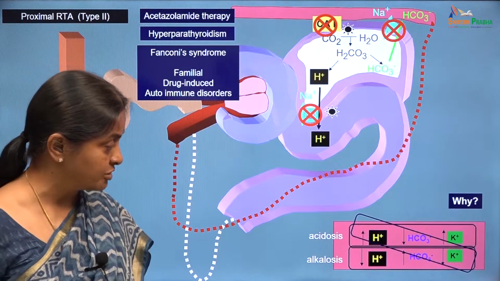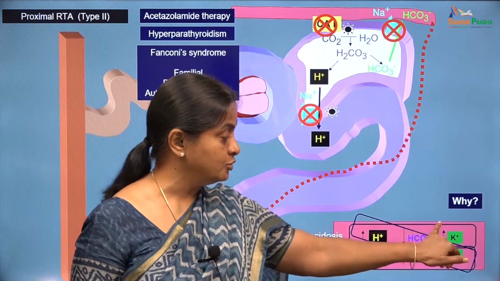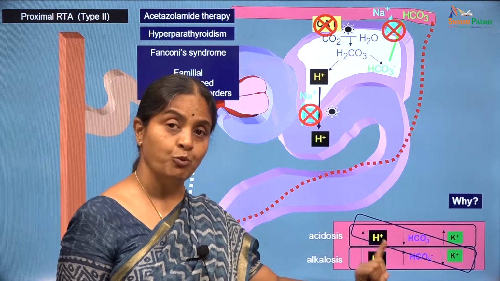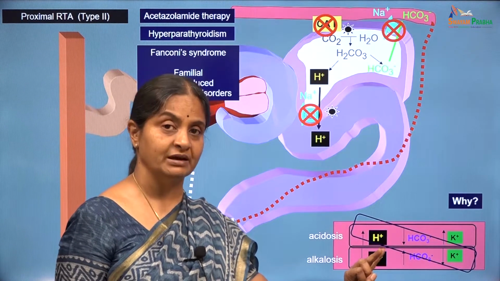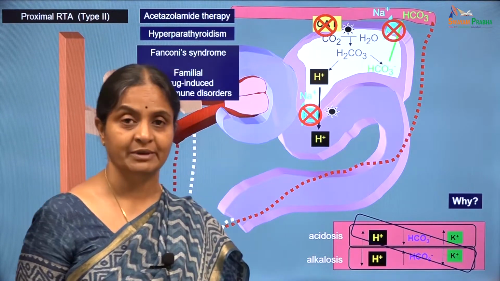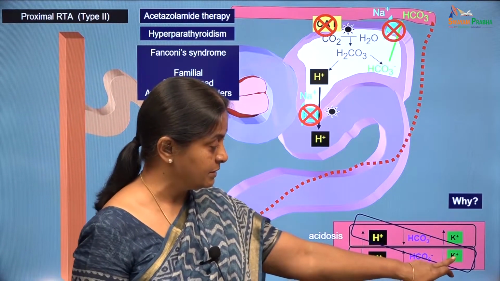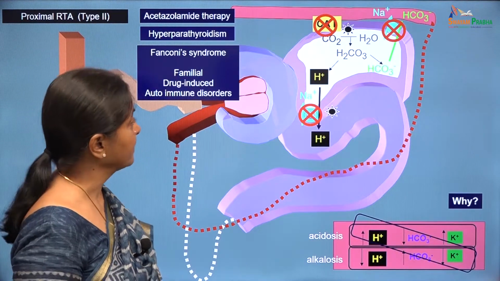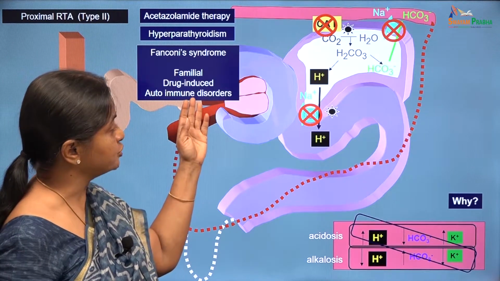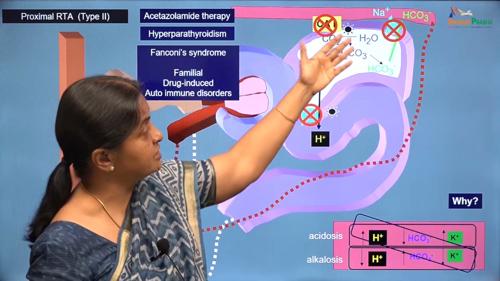And why is this question important? Because the general rule is that in all types of acidosis, you are likely to have hyperkalemia except for two states, type 1 DRTA and type 2 PRTA. These are the two conditions where acidosis coexists with hypokalemia. We will look at why there should be hypokalemia in proximal RTA. These are the conditions we studied as leading to renal tubular acidosis by inhibiting bicarbonate reabsorption in the proximal tubule.